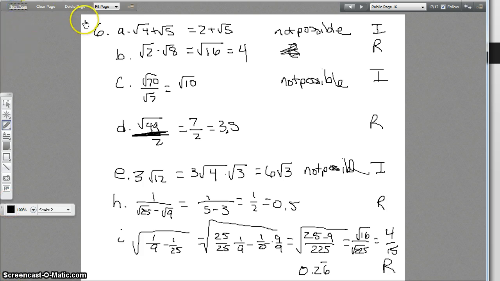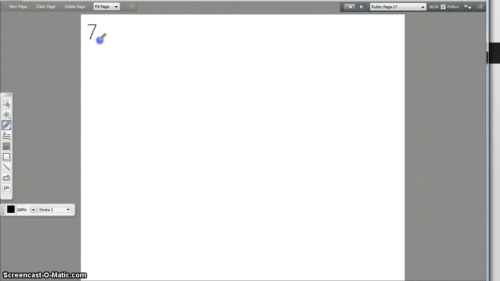So, number 7, there we go. Number 7 is just like number 13 that's assigned for homework. It says 2 rational numbers close to square root 2 are 7/5 and 17/12. So for part A, it says change 7/5 to decimal form.